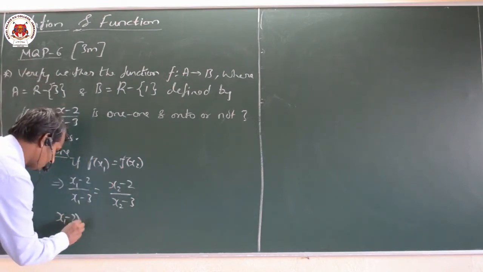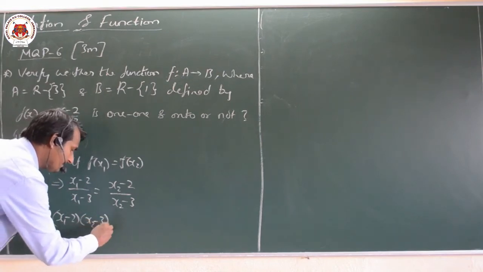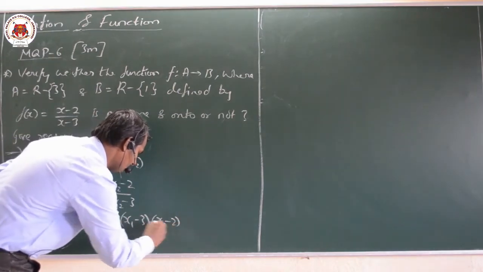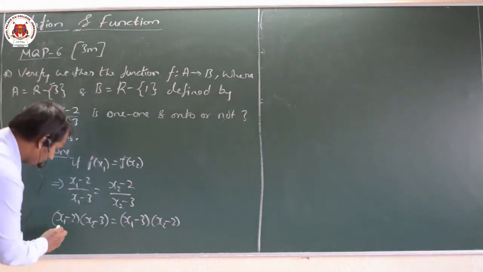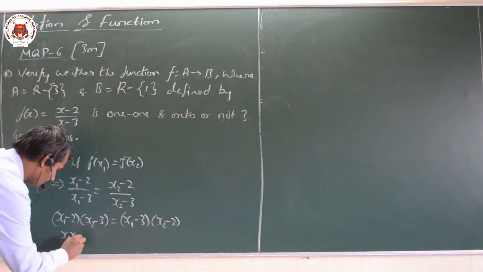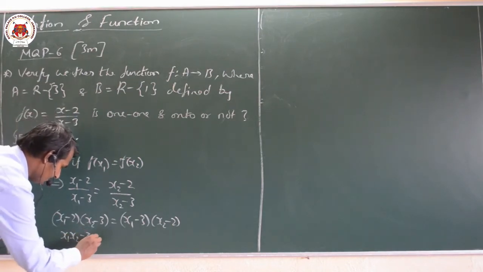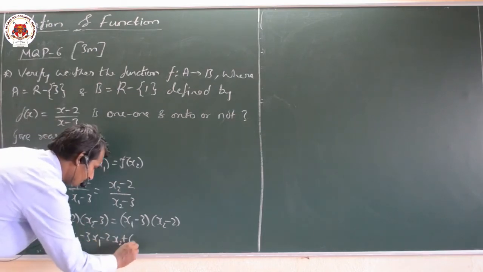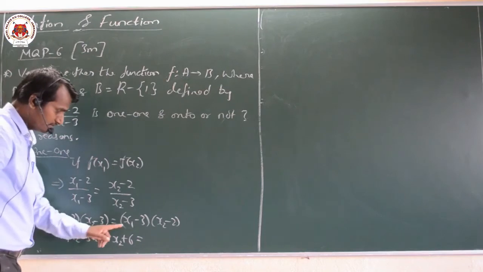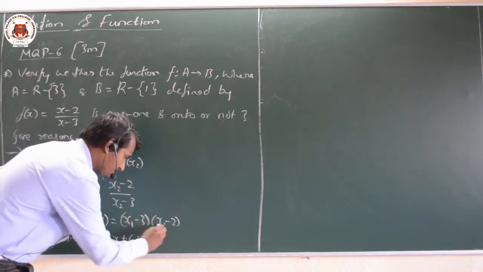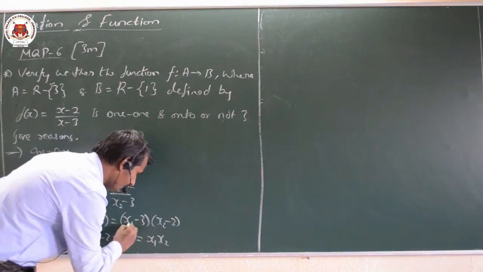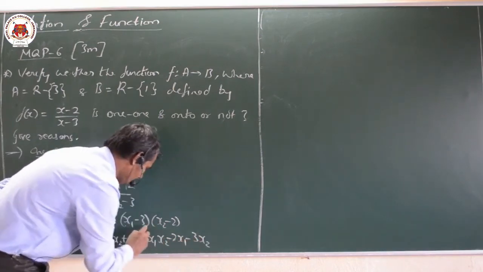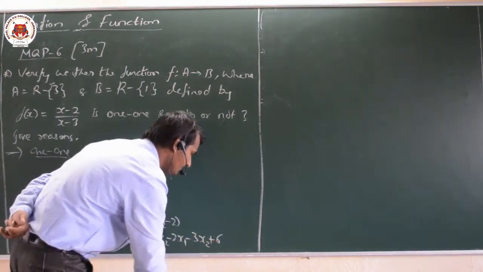That is (x1 − 2)(x2 − 3) equals (x1 − 3)(x2 − 2), and we shall multiply it. So what we have? x1 into x2, then −3x1, then −2x2, minus into minus plus 6, equal to. Now the same thing we'll do here also. What we get here? x1 into x2, then −2x1, then −3x2, next minus into minus plus, 3 twos are 6.